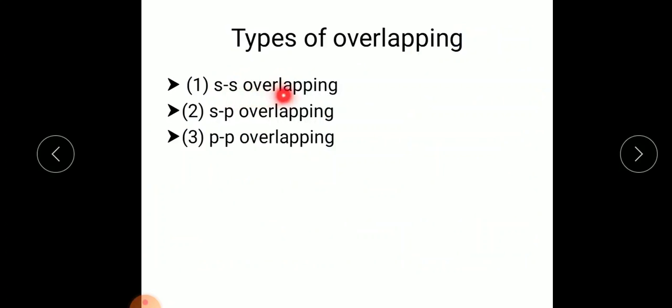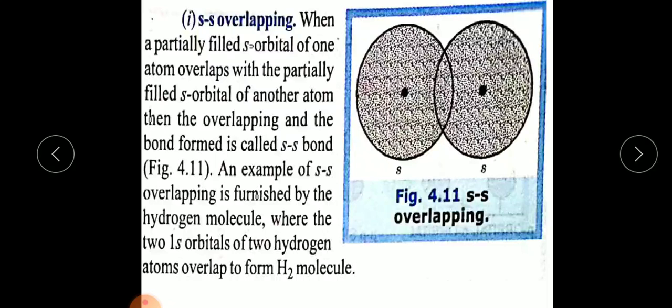You can have either ss overlapping, that is s orbital and s orbital overlapping, or you can have s and p orbital overlapping, or you can also have pp overlapping. Now let us see how the overlapping of these three types takes place. So first we'll discuss ss overlapping. So in ss overlapping, what will happen? s orbitals will overlap each other.